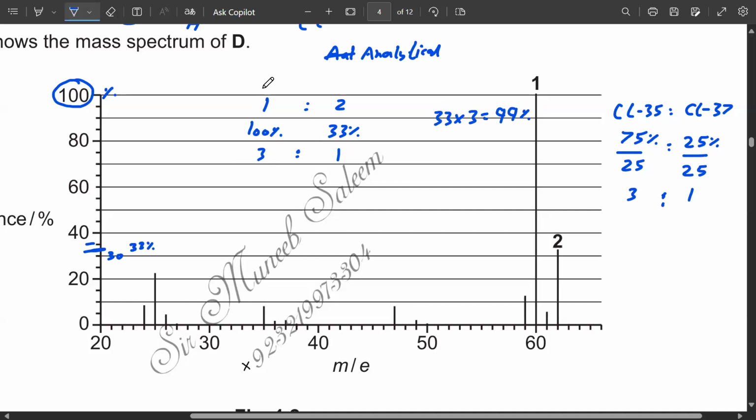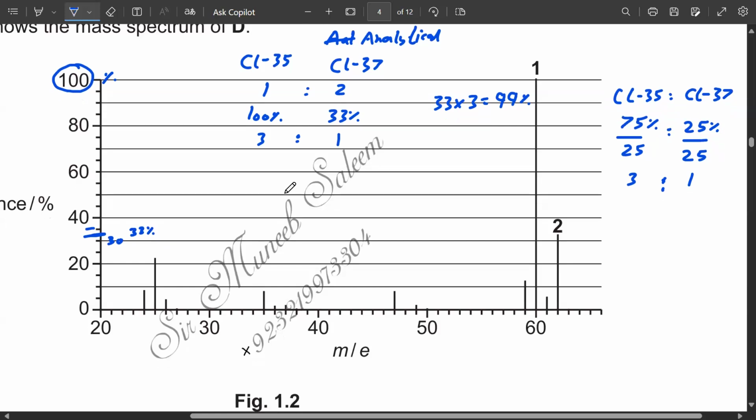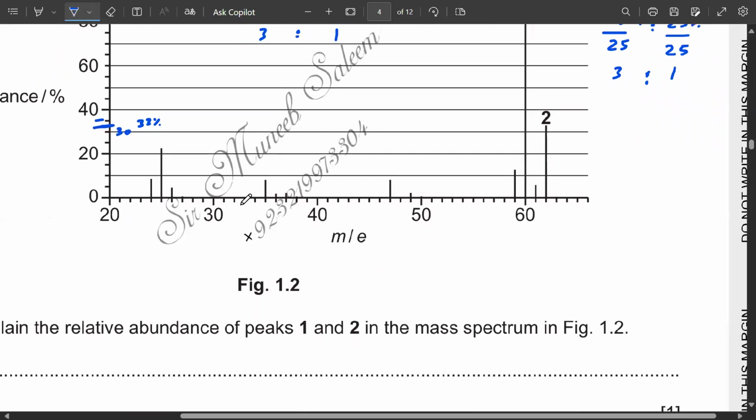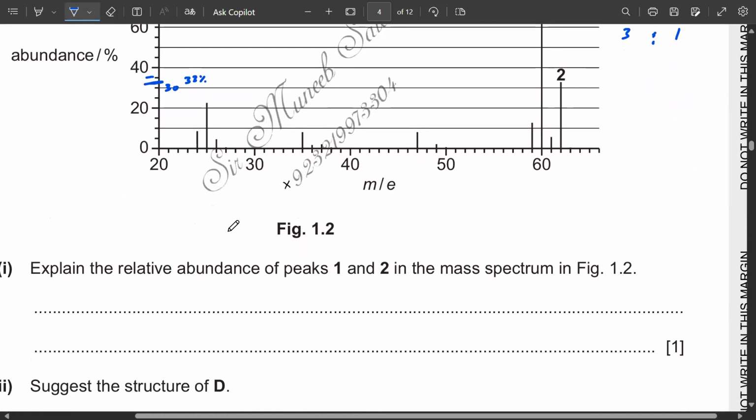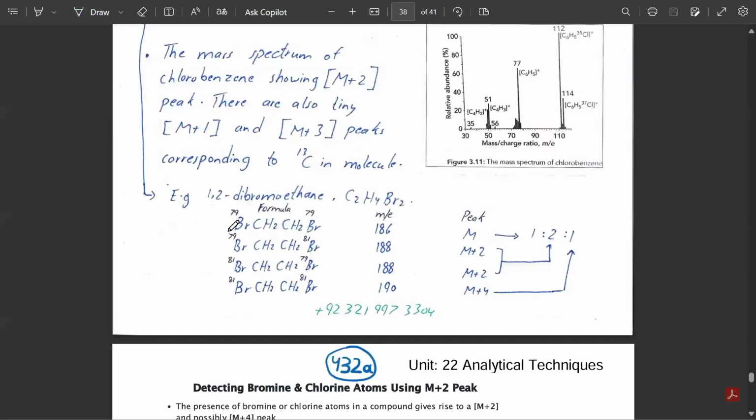So basically, this peak 1 is being shown by chlorine 35, and this peak 2 is represented by chlorine 37. Their percentages are basically their isotopes, chlorine 35 and chlorine 37. So what shall we write over here in the answer? We will say that relative abundance is 3 ratio 1.